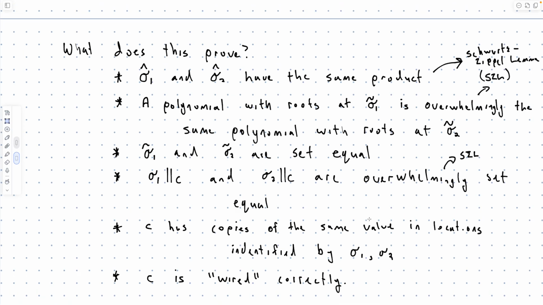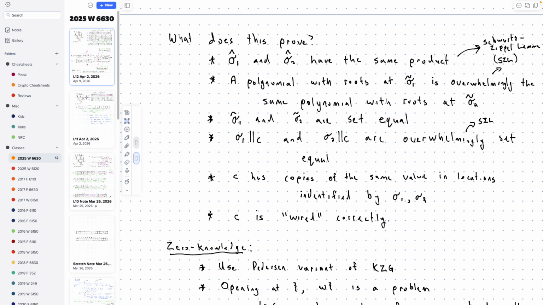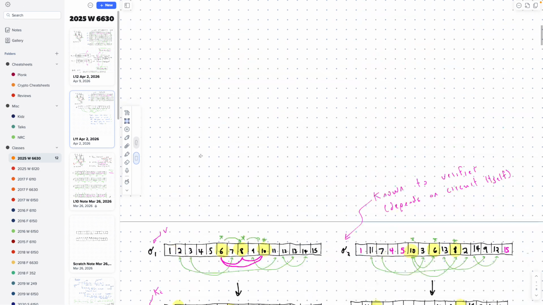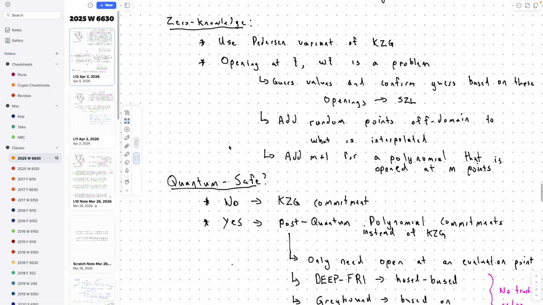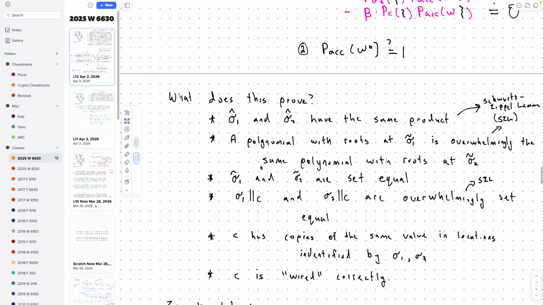So I'll pause here, because now we're done with Plonk. Done and final. So this was the last step. I should have maybe wrapped it up by going back to this list that we had, but I'll just show it here. So in earlier lectures, we proved that public inputs are correct, public output is correct. We proved that all AND gates are correct, all multiplication gates are correct. The last thing we were trying to prove is the wiring was correct, and that's what this does. All this math proves that the wiring is correct. That's the final conclusion.